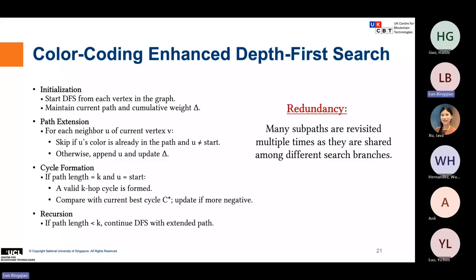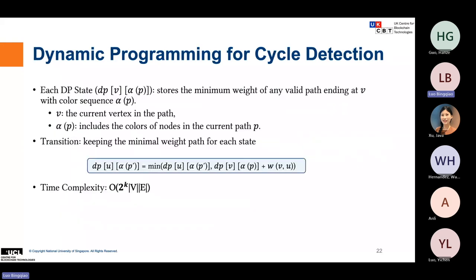However, using DFS here will lead to some redundancy. Very obviously, when we start from each node, some of the subpaths will be revisited multiple times as they are shared by different search branches. So that's why we come out with our second very important strategy, which is to use dynamic programming to do the cycle detection.